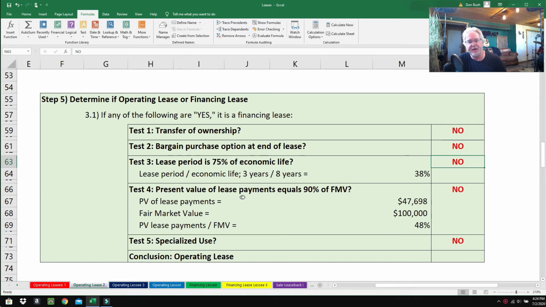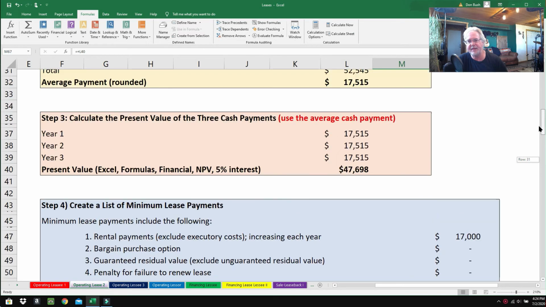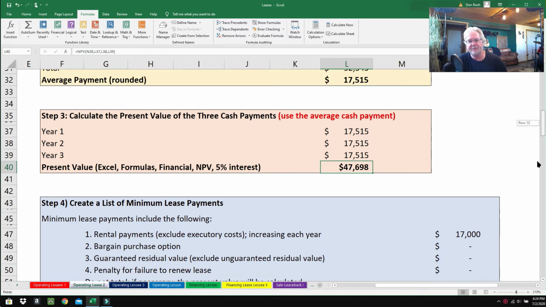Test 4, present value of the lease payments. Here are the minimum lease payments, folks. The present value of the lease payments is $47,698. Where did we find that? It's right up here. There it is. We figured it out. It's right there. So that is the present value of these lease payments.